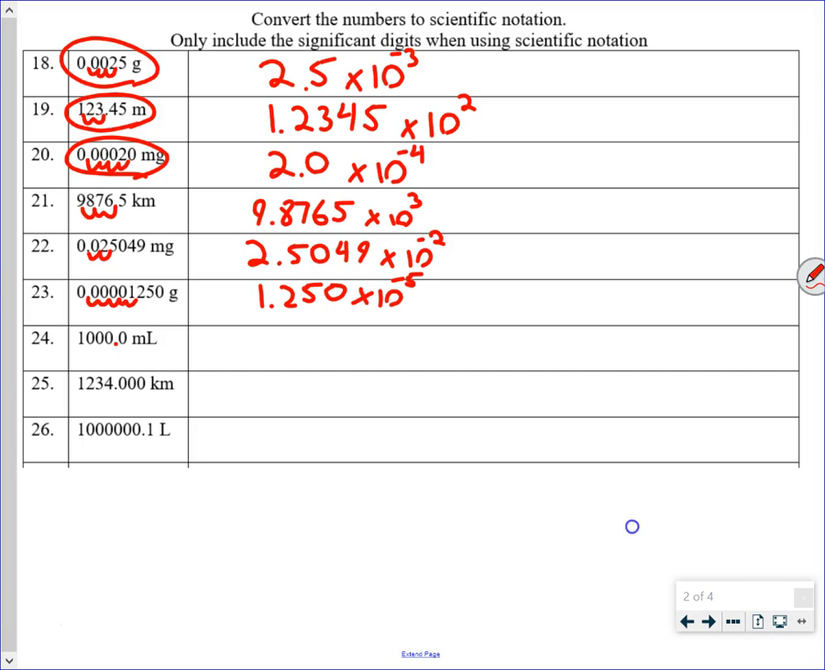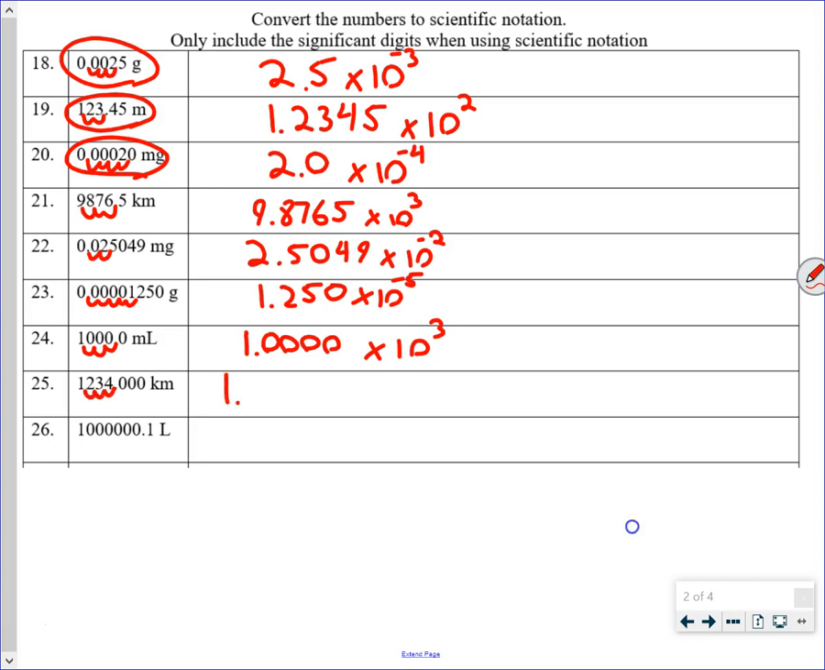In this problem, I have to move it 1, 2, 3 places to get behind my first number. I write 1.0000 because all of those zeros are significant. I need to keep them in my scientific notation. Times 10 to the 1, 2, 3 power, because that's how far I moved it. And my number was originally bigger than 1. It's a positive exponent.